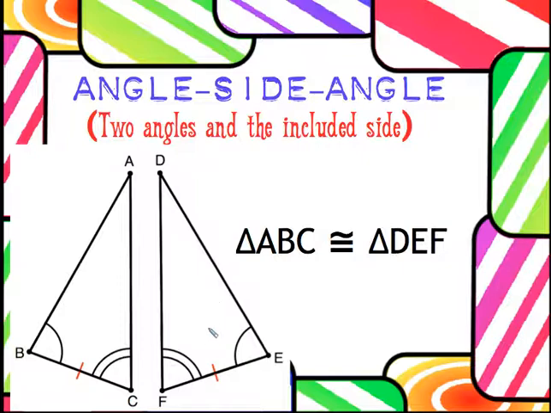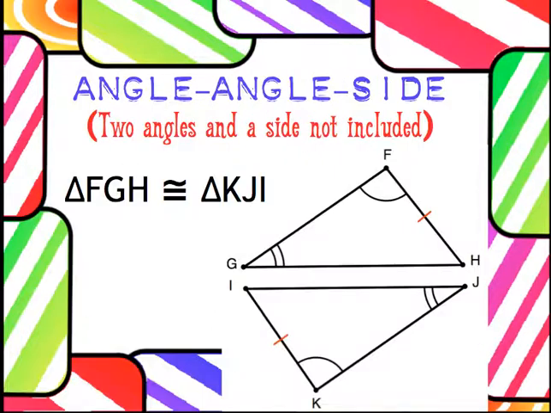Angle, side, angle is when you have 2 angles and the side between them, congruent to 2 angles and the side between them. You write angle, side, angle. Now, it does work if the side's not between them, and that's angle, angle, side. So if you have 2 angles and a side, they're going to be congruent. You just have to decide whether or not the side's between the 2 angles you have. The side between these 2 angles is this one, but that's not the one we were given. We're given this one, so that's why this one's angle, angle, side.